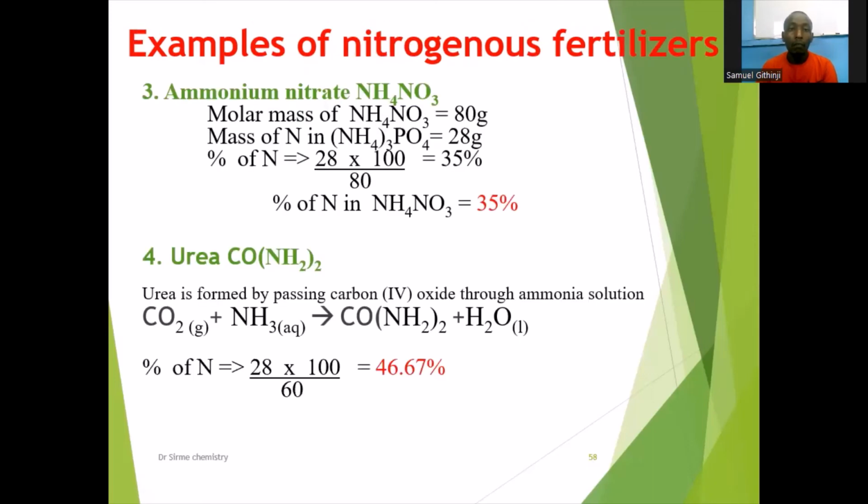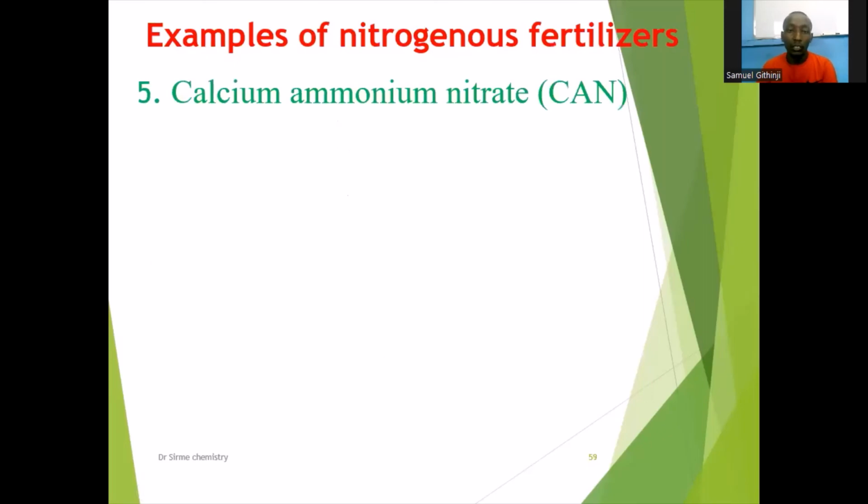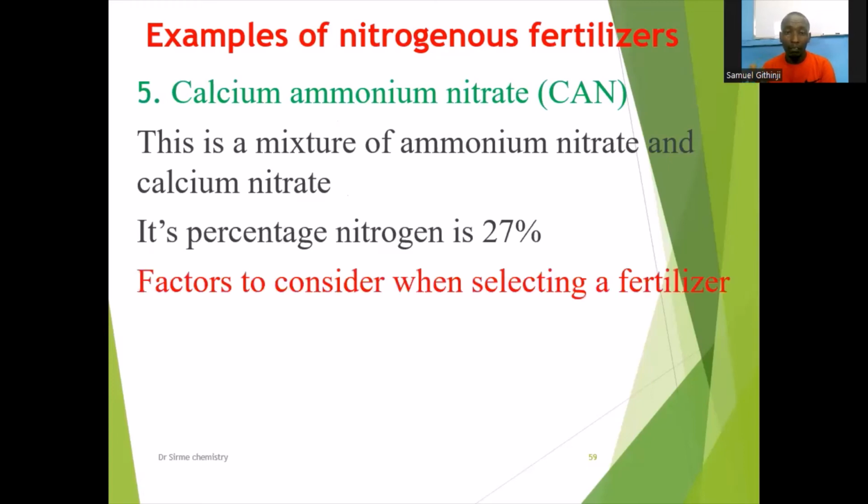The next one is calcium ammonium nitrate, CAN. This is a mixture of ammonium nitrate and calcium nitrate. The percentage nitrogen is 27, and those are just but 5 examples of nitrogenous fertilizers. Fertilizers are very important when it comes to farming. Agricultural production cannot go on without fertilizers, and nitrogen is very essential. That's why we are studying nitrogenous fertilizers. They are very, very important.